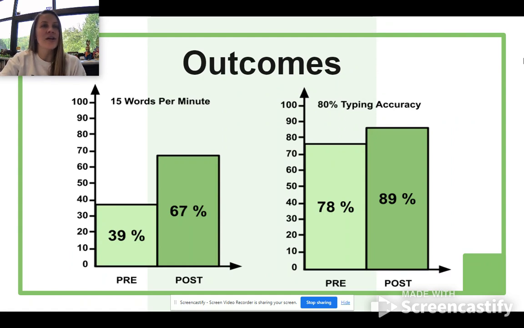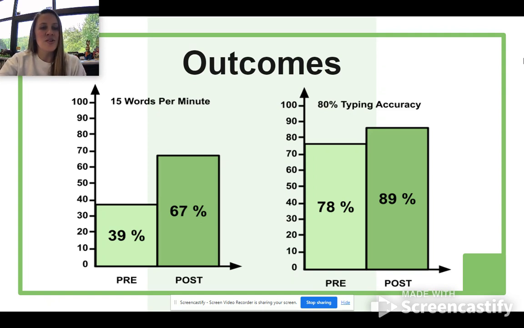The most recent data we collected from the post-assessment showed that 12 out of 18, or 60% of the students in the class, are now able to type 15 words or more per minute. That is an increase of 5 students and a 28% increase in typing proficiency.